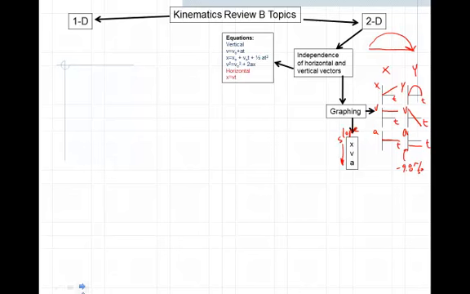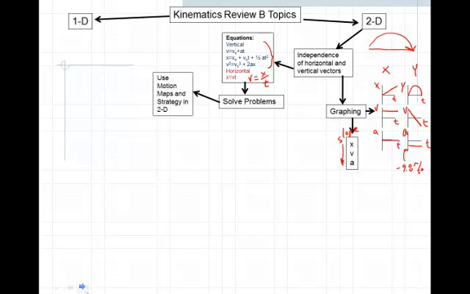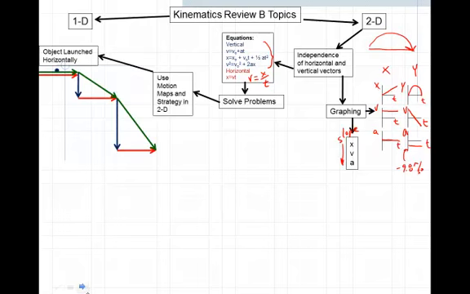All right, so in solving these types of problems, we would use these equations. Generally speaking, in the vertical, because we would assume that there's vertical acceleration, we would use those three equations. In the horizontal, we would use this equation here, which remember is just written x over t. So we would solve problems using those vertical equations and that horizontal equation. We would use motion maps and the strategy in 2 dimensions for objects launched horizontally.